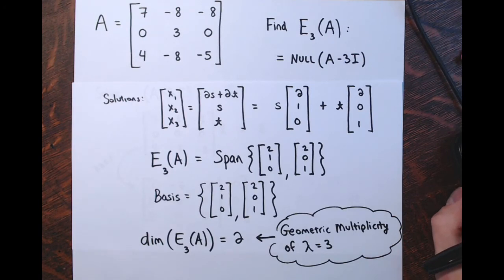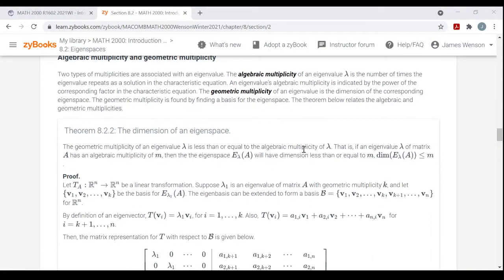Now there's a nice relationship between algebraic multiplicity and geometric multiplicity, which they state in the theorem below. The geometric multiplicity of an eigenvalue lambda is always going to be less than or equal to the algebraic multiplicity of lambda. So the dimension of the eigenspace corresponding to lambda will always be less than or equal to the algebraic multiplicity, which they're calling M here.